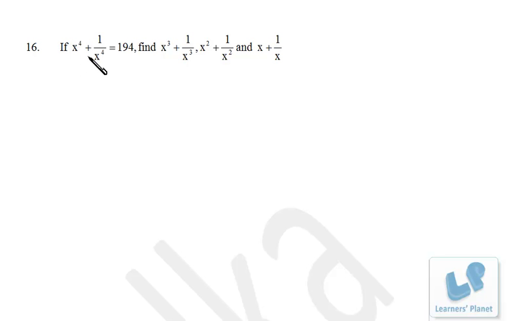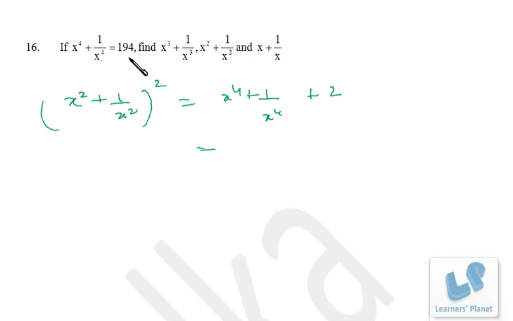Now in this question, we are given x4 plus 1 upon x4 and we have to find out all these, right? So what we do, (x square + 1/x square) whole square is equal to x4 plus 1 upon x4 plus 2, right? Now x4 plus 1 upon x4 is given to us as 194. So it's 194 plus 2, so that's 196. That means x square plus 1 upon x square will be square root of 196, that is 14. We'll be taking the positive value because both the terms will be positive, right? So x square plus 1 upon x square is 14.